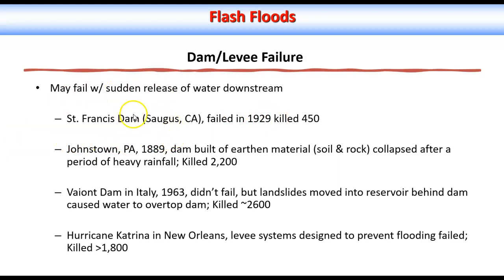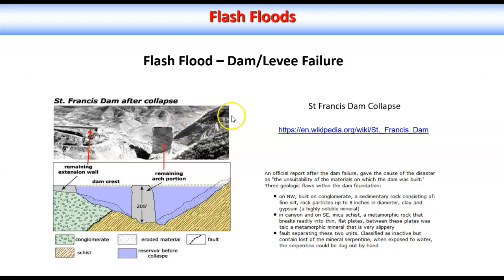The St. Francis Dam failure happened in California. There was another one way back in 1889. These are just some examples that we could look at when we talk about dam failures. Here's the St. Francis Dam collapse. You can read a little bit more about it here. But one of the things we want to be aware of when we build dams is rock type.